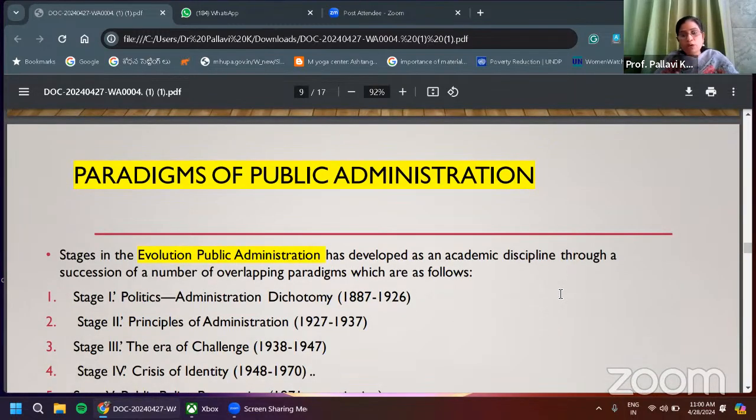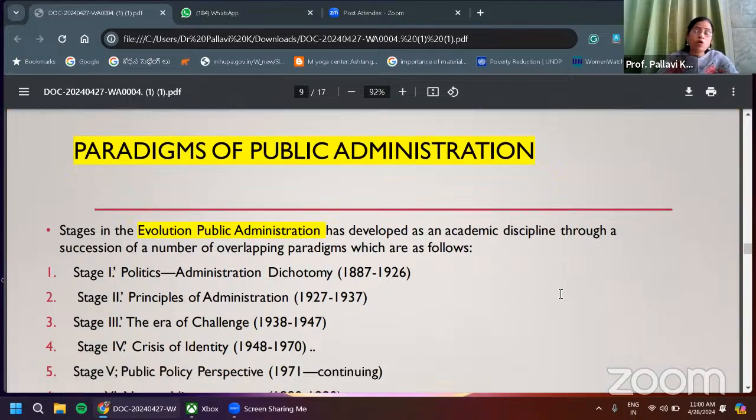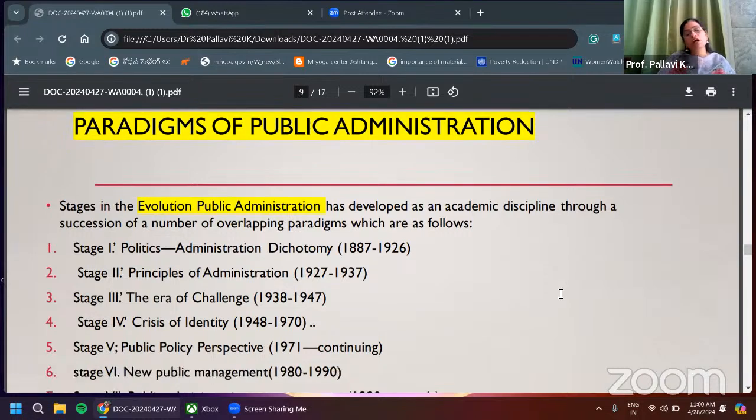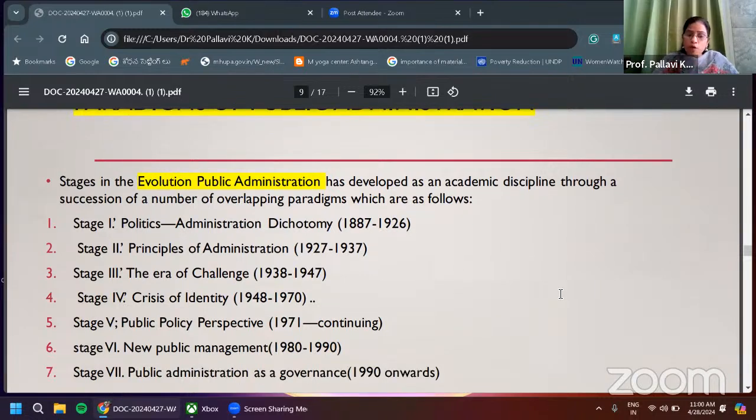Now, when we discussed the different phases, let us see how the evolution of public administration has taken place. In the last class, we discussed that Woodrow Wilson, the father of public administration, was the first person to talk about the politics and administration differences. That is, he made a distinction between the functioning of politics and administration. So we can say that public administration started from then, that is in the year 1887. Now, the politics and administration dichotomy comes under the 1887 to 1926 period.